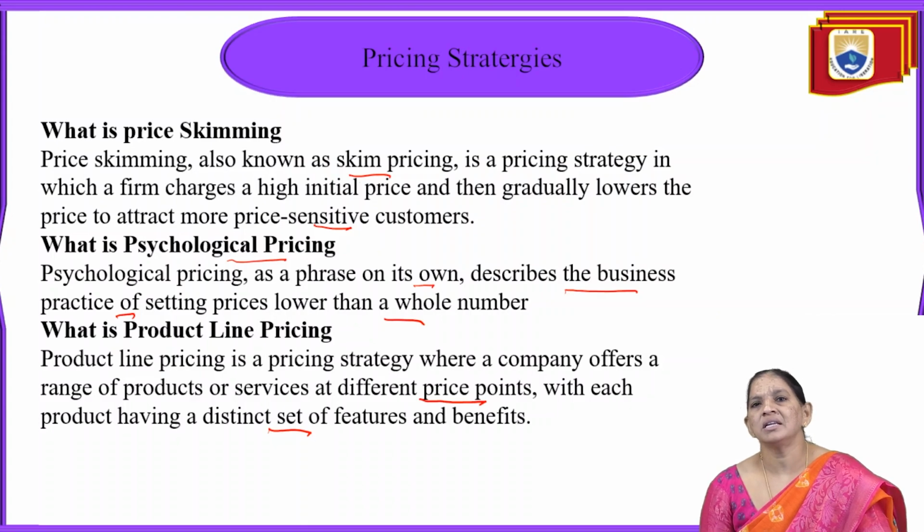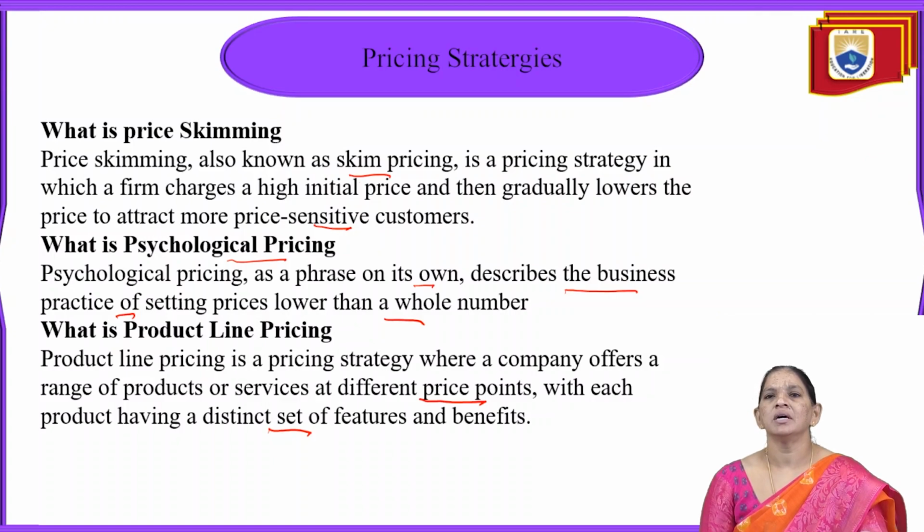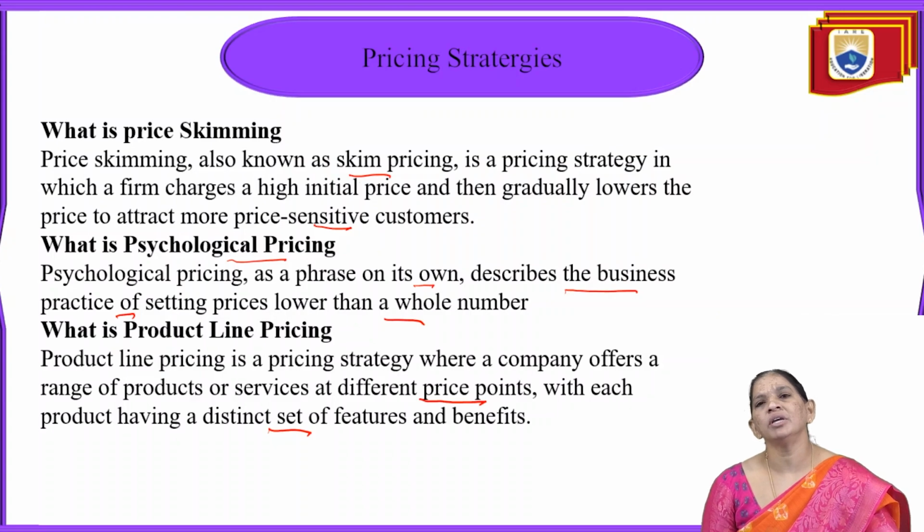Line means a group of products, which is product line pricing. The company wants to give a wide range of products and services, meaning a single product is not offered by the company. The company will provide two or three or more products at different pricing. So this is also called bundle pricing.